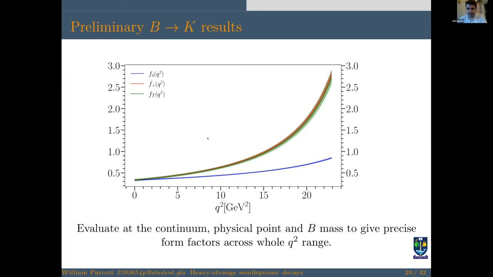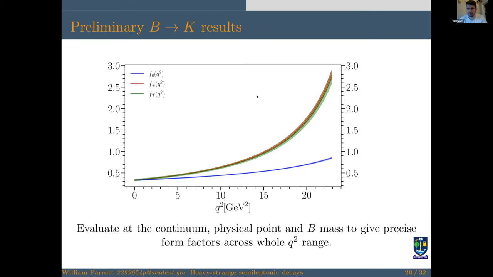So it's evaluated at the B mass in Q squared space. The thing to take from this plot is that the HQET expectation that F plus and F tensor are very similar or the same is borne out quite nicely here with these results. Now, this is, as I say, at the B mass across Q squared.